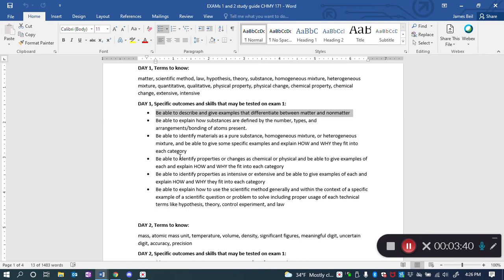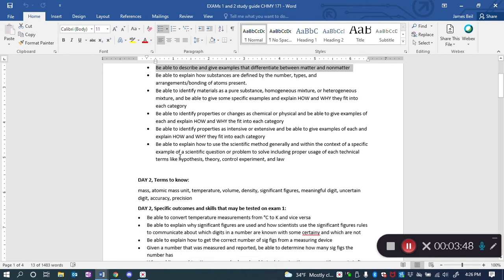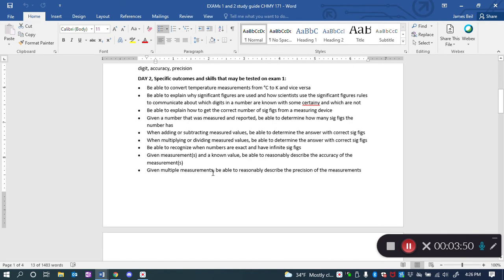The more questions you practice for a given bullet point, the more prepared you'll probably be to answer a question based on that bullet point. And as you're reading through the study guide, if you read one of these bullet points, for example, when adding or subtracting measured values, be able to determine the answer with correct significant figures, if you can't think of how a potential exam question might be asked that relates to that bullet point, you can always just message me and we can talk about it, right?